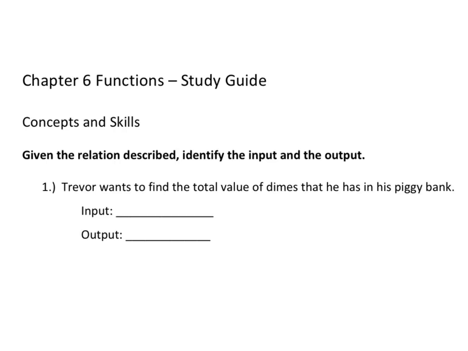For number 1, Trevor wants to find the total value of dimes that he has in his piggy bank. So the input would be the cost of 1 dime. Once Trevor knows the value of 1 dime, his output would be the total value of the dimes in his piggy bank.